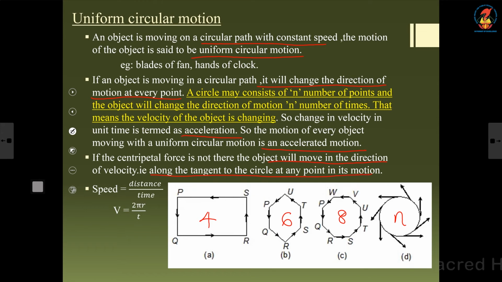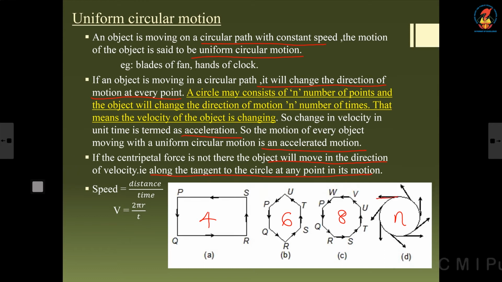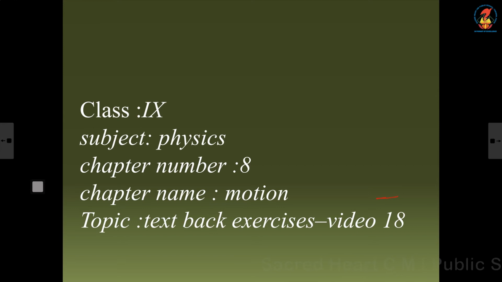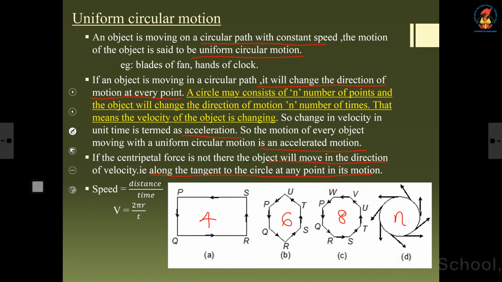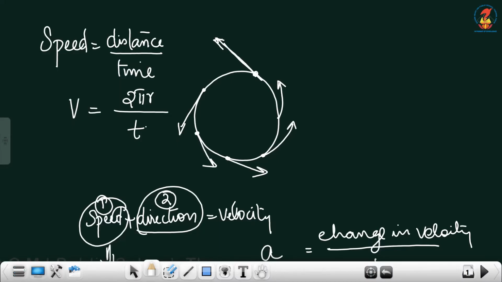If you draw a line perpendicular to this point from the circle, this line is known as the tangent. Now, the equation is V equal to 2 pi r by t. Now, we need to do problems related to this topic.